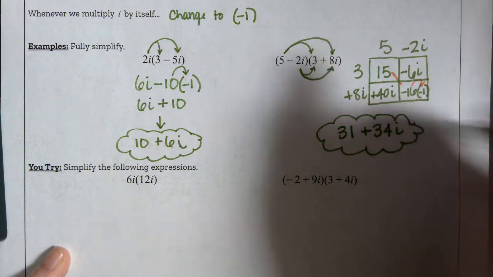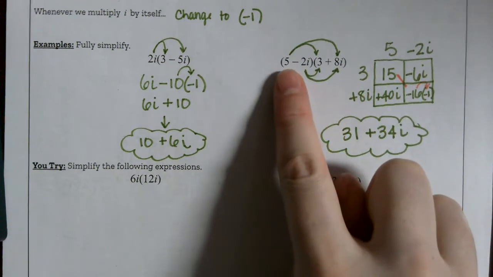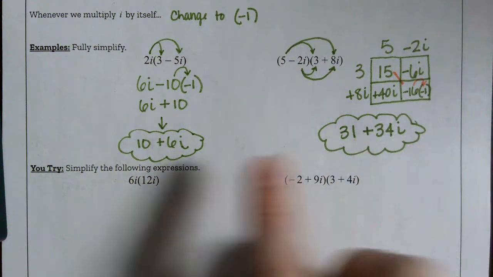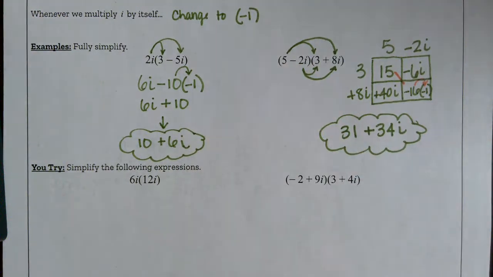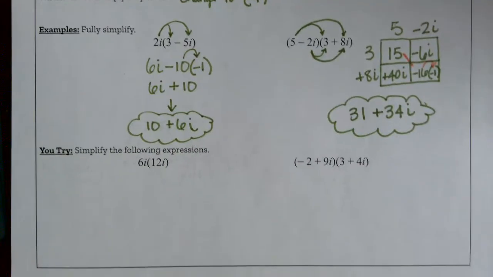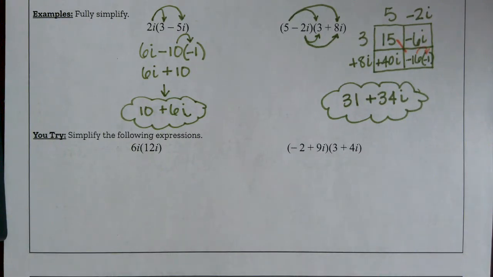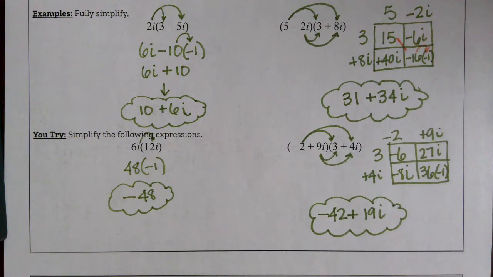And so I prefer the box method for most that have more than two pieces. So I just wanted to show you both methods, but you're welcome to do the distribution if you want. So now go ahead and pause and complete those two problems, and then unpause when you're ready to see the answers. And there we go.